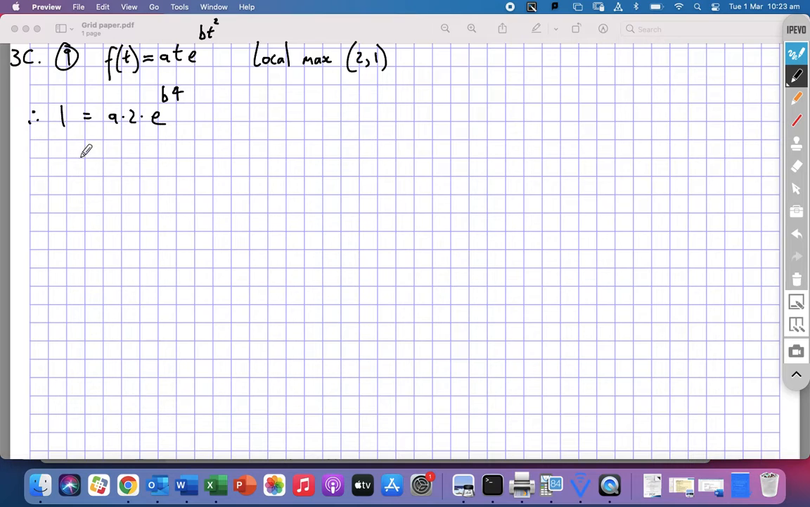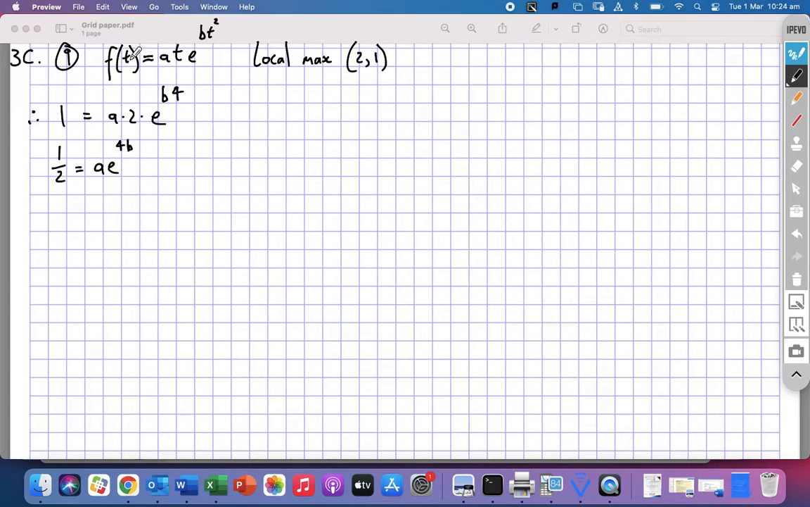We might divide both sides by 2. So we could say 1/2 equals a times e to the power of 4b. Now I suppose I could divide both sides by a, but maybe I'll just leave that for now and come back to it if I need it. I probably will need it at some point.